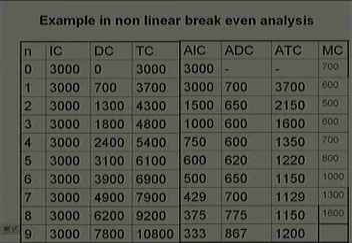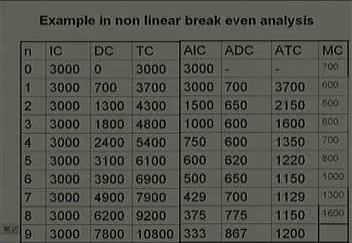Now, direct cost in the third column is given. If you are producing 1 unit, it is 700; 2 units, it is 1300; 3 units, it is 1800; 4 units, it is 2400; 5 units, it is 3100; 6 units, it is 3900; 7 units, it is 4900; 8 units, it is 6200; and 9 units, it is 7800.